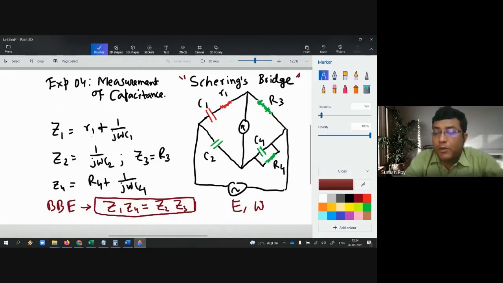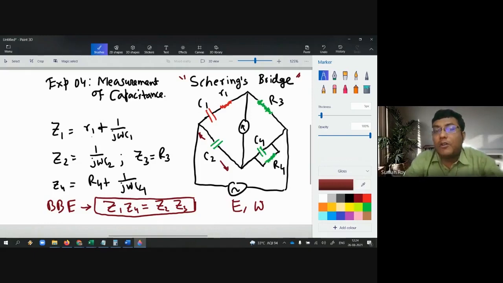In the first arm, one capacitance and one resistance are involved, denoted by C1 and R1 respectively. This is marked in red because this is the unknown capacitance. C1 is the capacitance value and R1 is the internal resistance of that capacitor, so both are unknown. Similarly, in the second arm, we have attached a capacitor called C2. In the third arm, only one resistance is involved, that is R3. And in the fourth arm, C4 is connected in parallel to resistance R4.